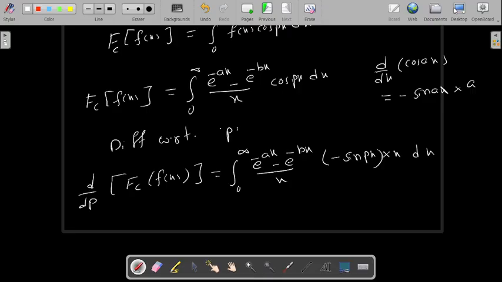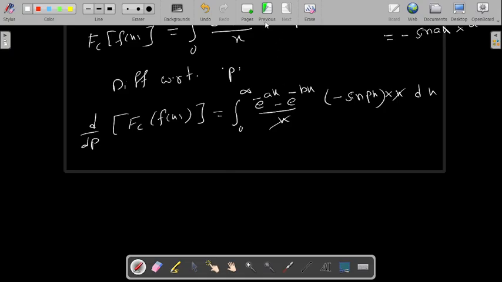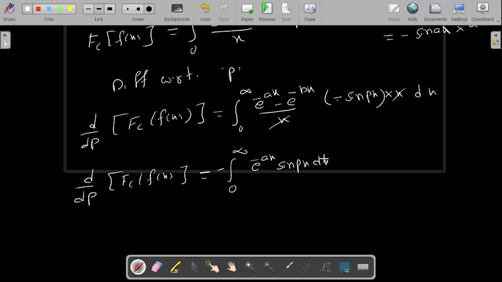So now this exercise gets cancelled. Therefore d by dp of Fc of f of x is equal to, now, minus outside, integral 0 to infinity, (e power minus ax minus e power minus bx) sin px dx.